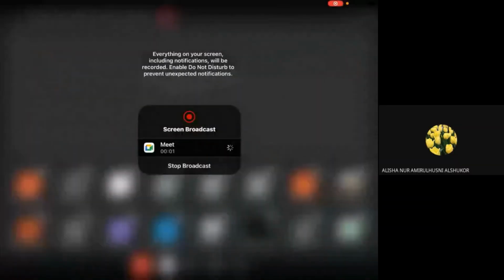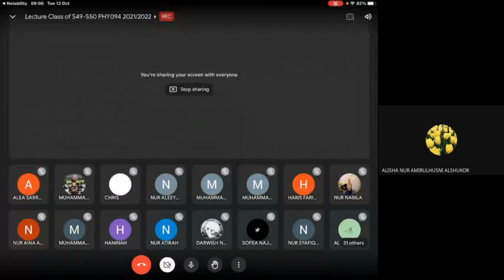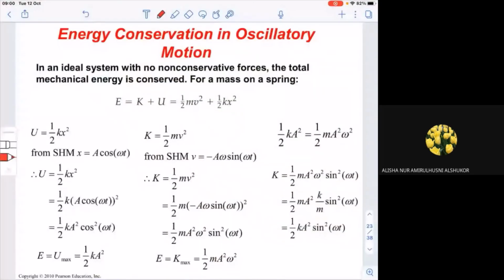Okay, let's continue. So this is energy conservation in oscillatory motion.